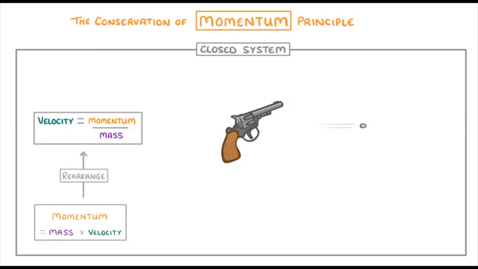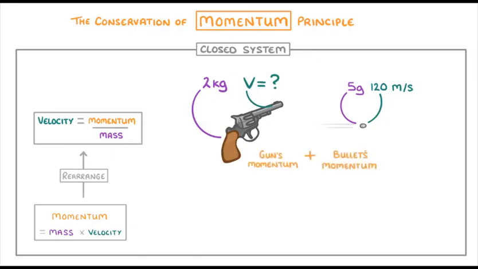So if we knew that this gun had a mass of 2 kilos, and that a 5-gram bullet was fired out at a velocity of 120 meters per second, we should be able to work out the velocity of the gun's recoil. The key to this is remembering that the gun's momentum plus the bullet's momentum must equal zero, because it started off at zero before the gun fired.